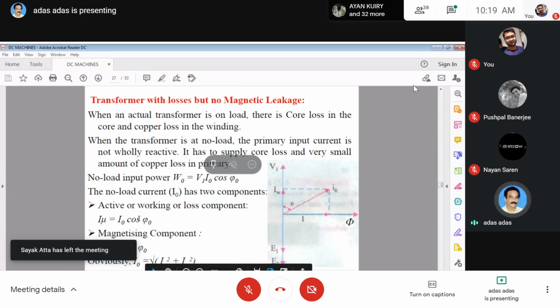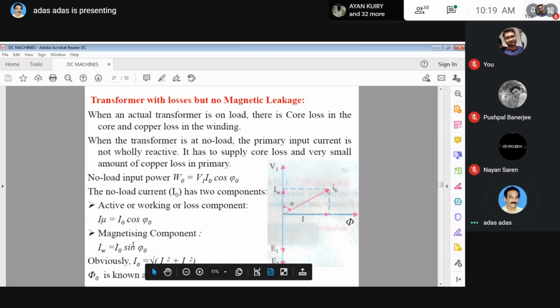That's why it is known as the loss or active component, and the other is the reactive component, and it generates flux, so it is known as the magnetizing component. Obviously, you know the simple relation: I0 equals the square root of I mu square plus I omega square. All of this is seen in the phasor diagram. Okay, we can explain the phasor diagram.